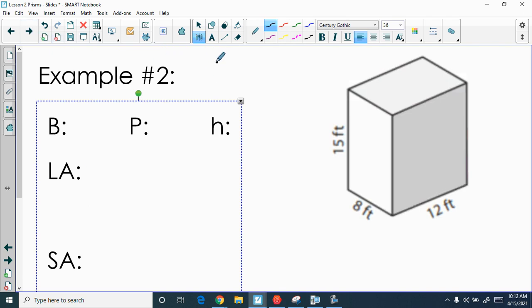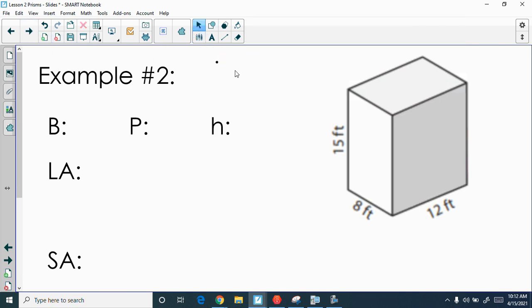All right, so again, we're going to go based off of the orientation here. So our big B is going to be the area of our base. So 8 times 12, which gives us 96 inches squared.